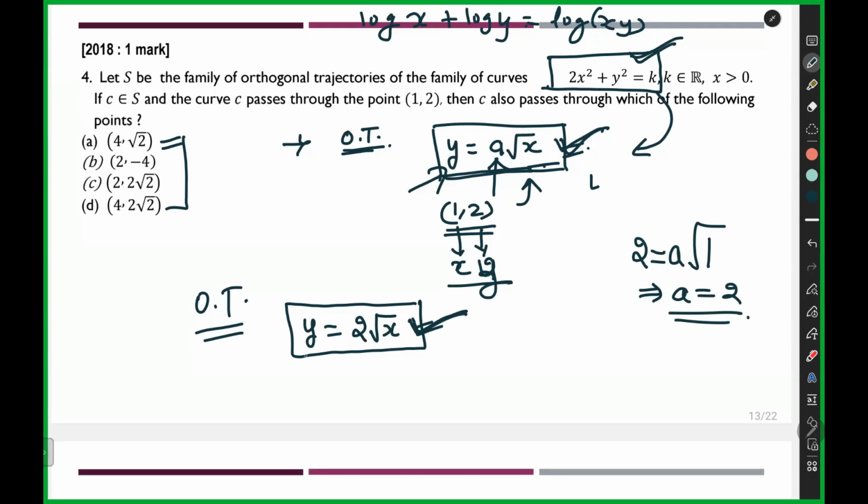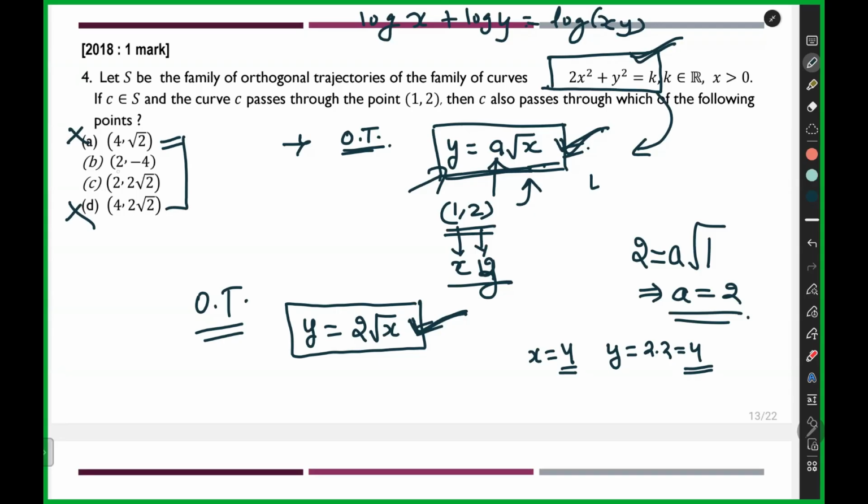So we can check. From option A, it is x equals 4, y is root 2. If I put x equals 4, y is 2 into 2, which is 4. So at x equals 4, y is 4. So this is not the case. We can remove this option and this option, because when x is 4, y is 4. So both options are neglected.